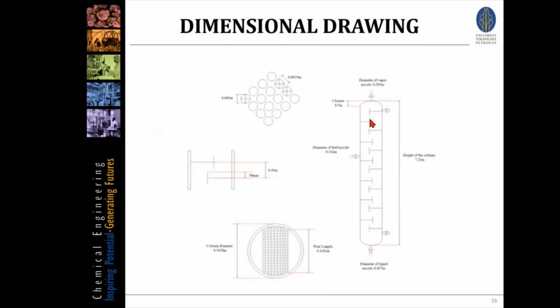So as you can see in this drawing sheet, we can see the specifications of our column here, where the diameter of the feed nozzle, vapor nozzle, and liquid nozzle is being displayed. The height of the column is taken at 7.21 meters, which is inclusive of the closure of 0.5 and 0.5 meter. This is the sieve tray drawing where we can see the weir length and the column diameter. This one is the spacing between the two plates, known to be 0.45 meters, and the thickness of the plate at 50 millimeters. And this one is the hole area on the plate, which is 0.005 meters.